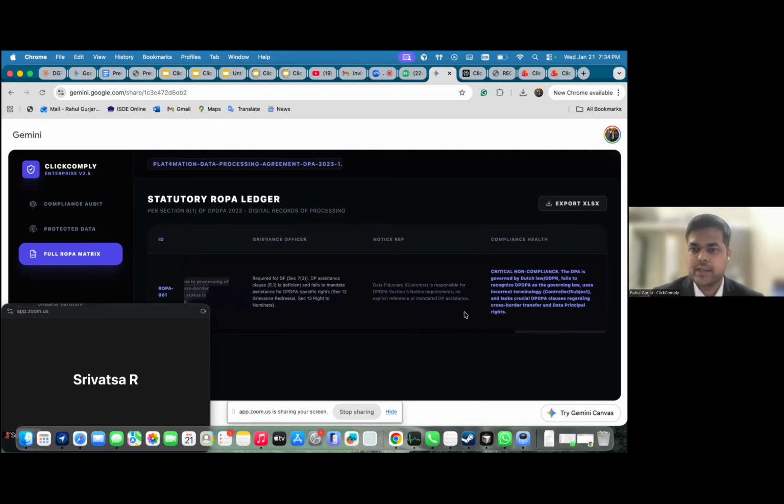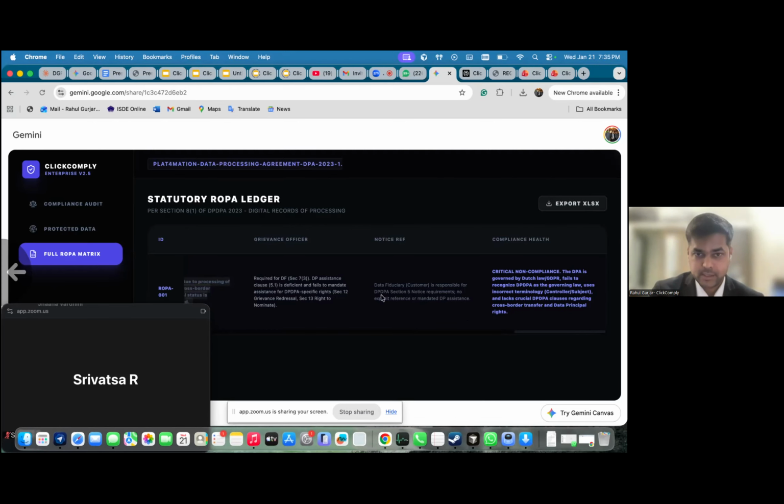So this contract is critically non-compliant because the DPA is governed by the Dutch law, fails to recognize DPDPA as a governing law, uses incorrect terminology, lacks crucial DPDPA clauses regarding cross-border transfer, data principal rights, etc.